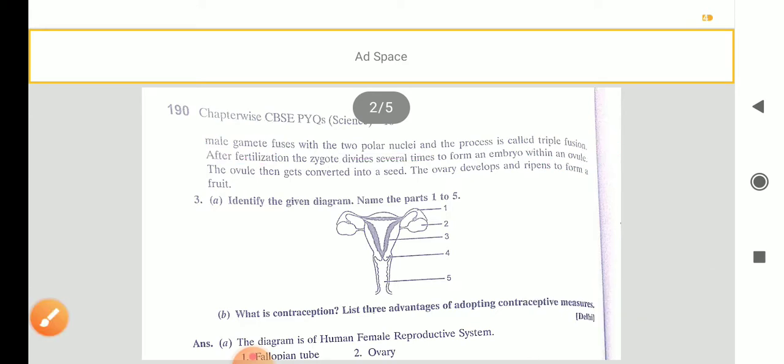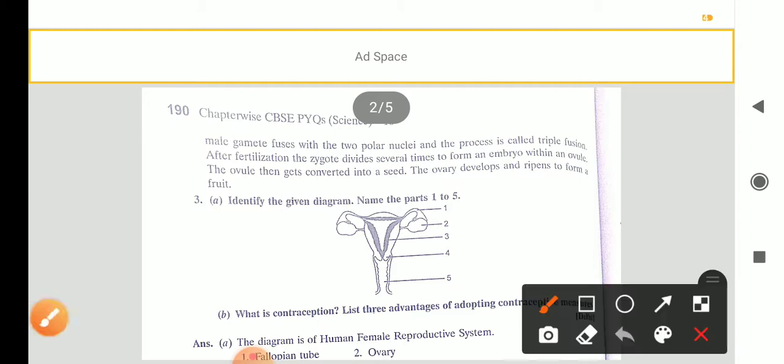Getting? Okay. Then finally this zygote starts developing in the form of the embryo, right? And this whole structure remains in the ovule, and then finally this ovule converts into the seed, and the outer wall of the ovary converts into the fruit, right?